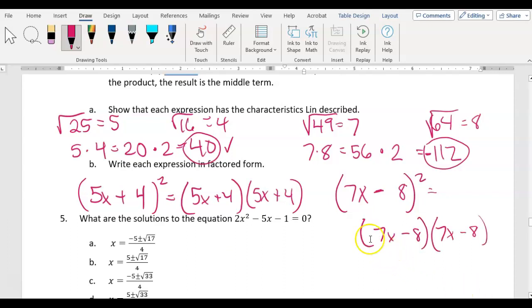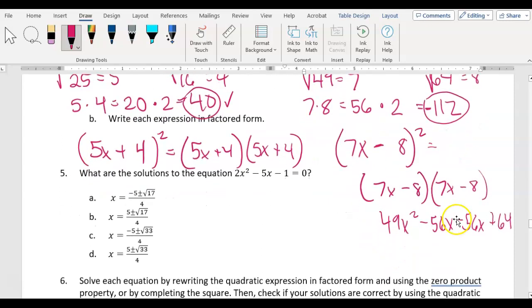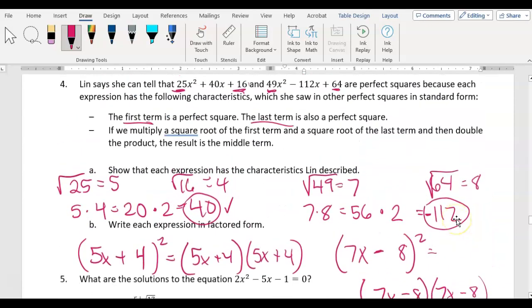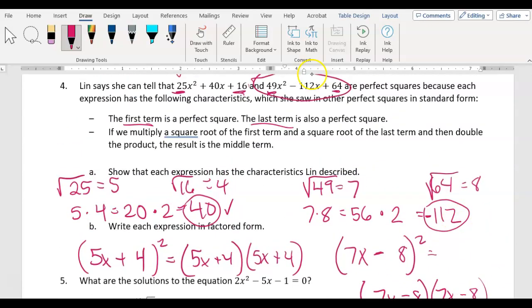And if we were to multiply the first terms, we get 49x squared. My outer term gives me negative 56x. My inner terms give us another negative 56x. And then my last terms, negative 8 times negative 8 gives me positive 64. So if I look at this again, I get 49x squared minus 112x plus 64, which is in fact our original equation.